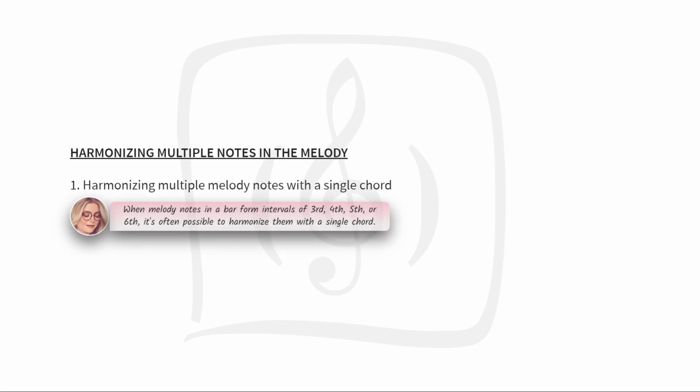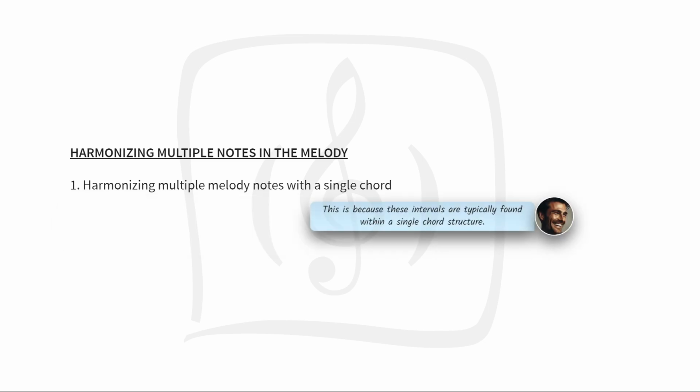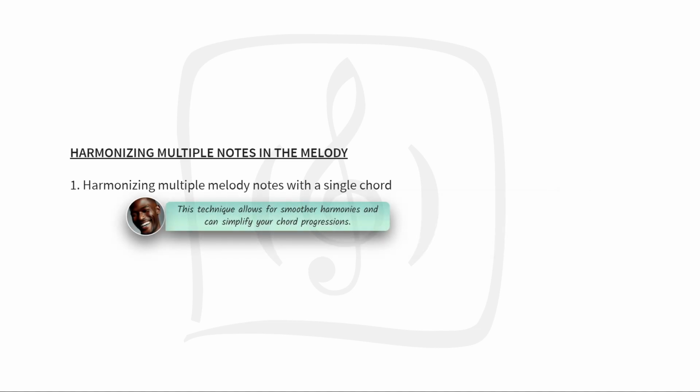When melody notes in a bar form intervals of third, fourth, fifth, or sixth, it's often possible to harmonize them with a single chord. This is because these intervals are typically found within a single chord structure. For instance, if your melody has C and E in the same bar, both can be harmonized with a C major chord. This technique allows for smoother harmonies and can simplify your chord progressions.